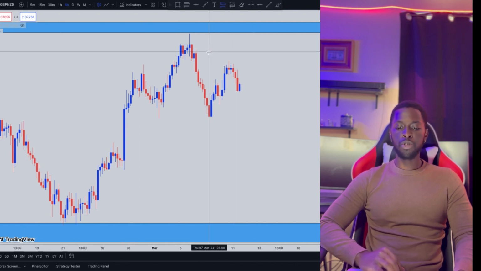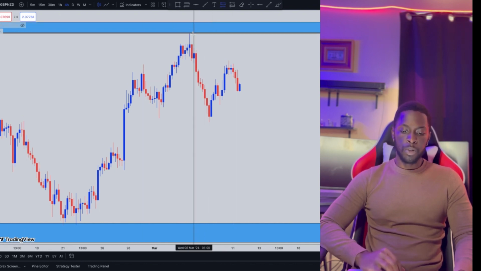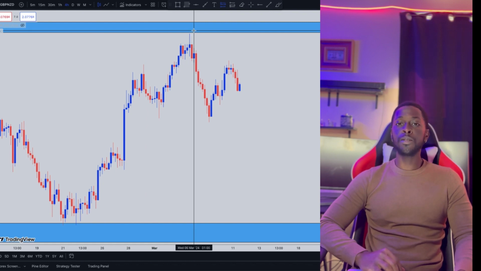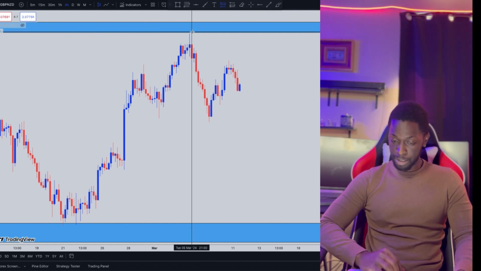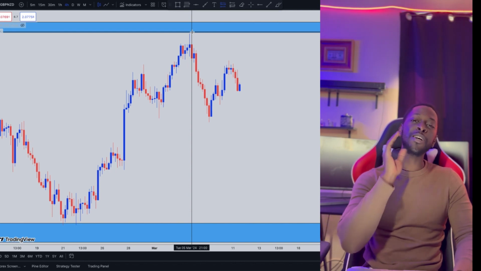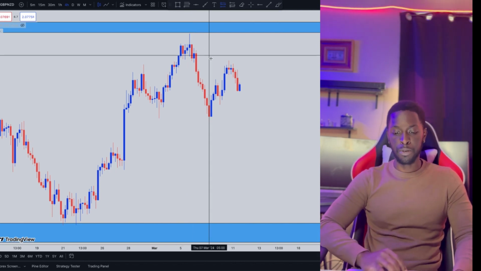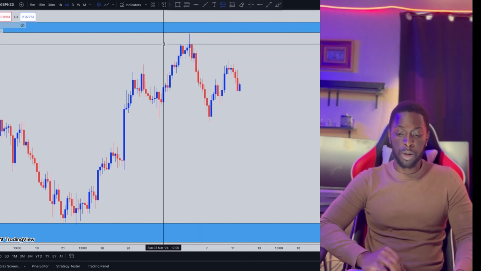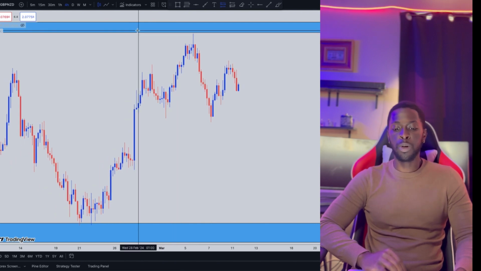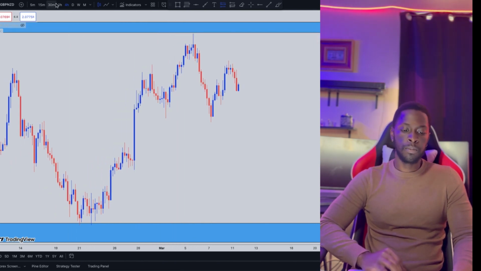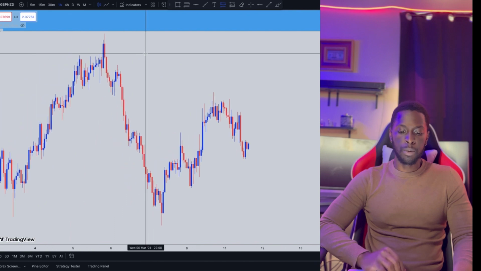Now, how do you take a trade on a rejection? You look for sell signals at your resistance level. What would that look like? Okay, in order to see that, you would need to drop to a lower time frame. And I'm going to drop to the 1 hour.